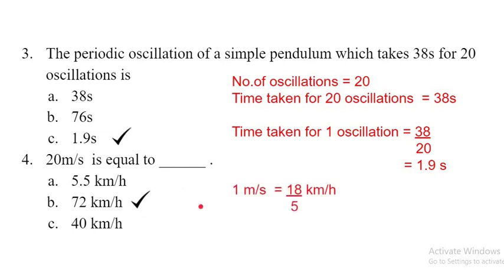We all know the formula: 1 meter per second is equal to 18 by 5 kilometer per hour. So, 20 meter per second is equal to 18 divided by 5 into 20, which is equal to 72 kilometer per hour.